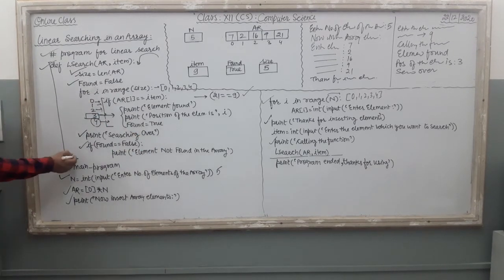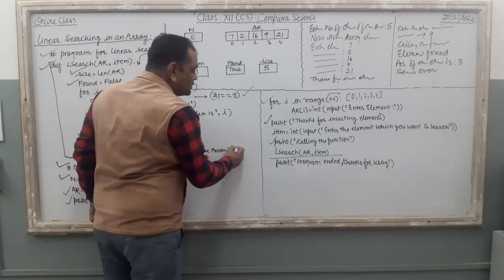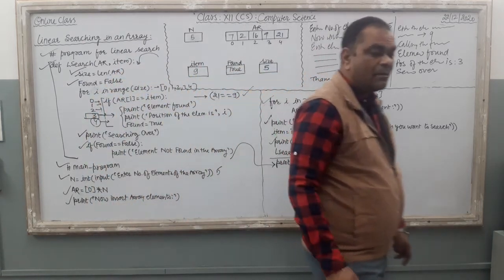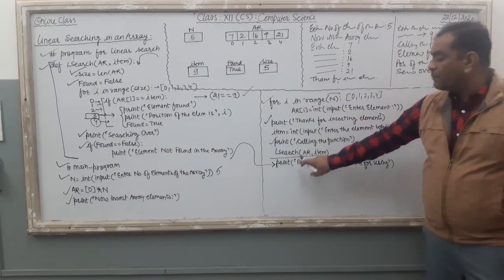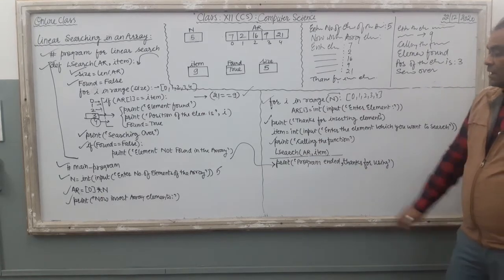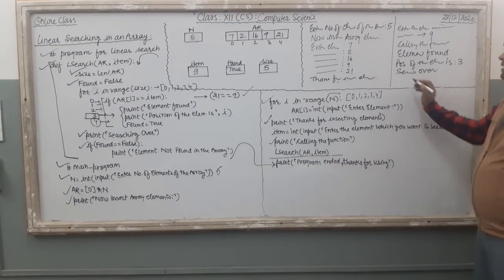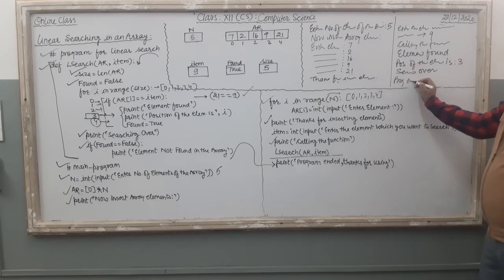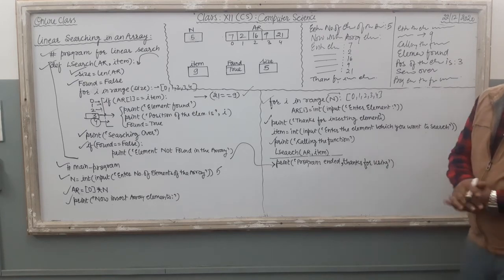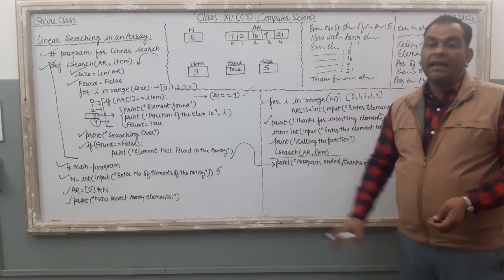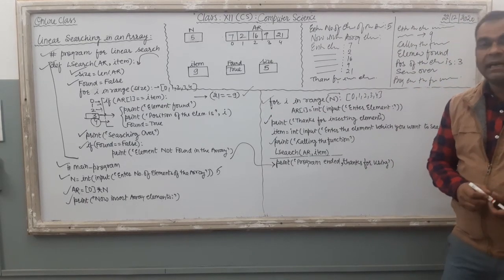And then when your function is completed, the computer jumps back towards the very next line just after the function calling statement. The computer came back to the main program. Here, what is this line? Program ended. Thanks for using. The same message will be there on the monitor, right? So it is the linear search technique to search something inside the array.